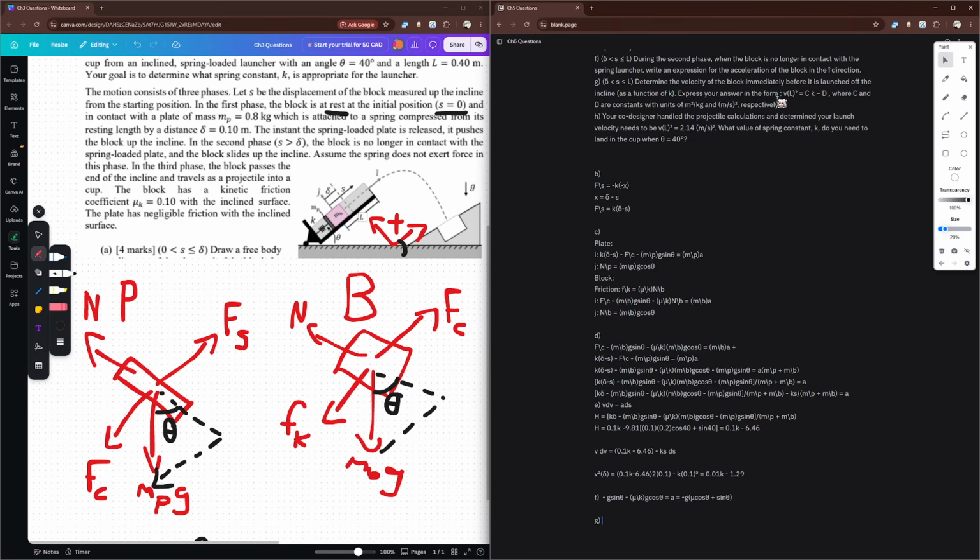G, determine the velocity of the block immediately before it is launched off the incline as a function of k. Express your answer in the form v of L squared is equal to ck minus d, where c and d are constants with these units.